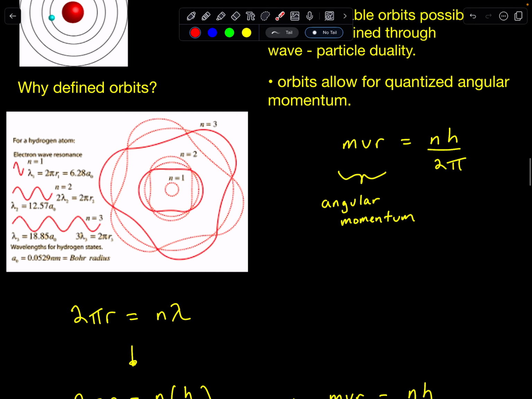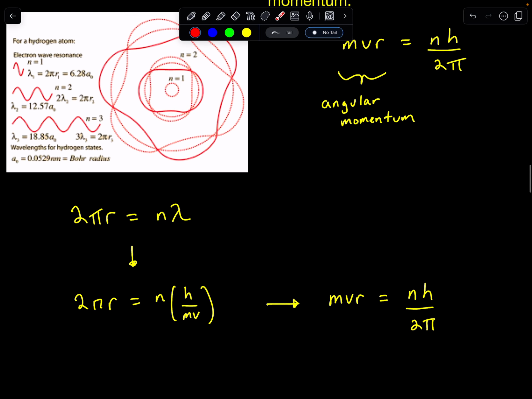So the last postulate that Bohr came up with is that the orbits are basically quantized forms of angular momentum. When he rearranges his equation, mvr, which is the angular momentum of these electrons, is equal to nh over 2 pi, where n is the number of the orbit, the shell. n equals 1, n equals 2, 3, and so on and so on.